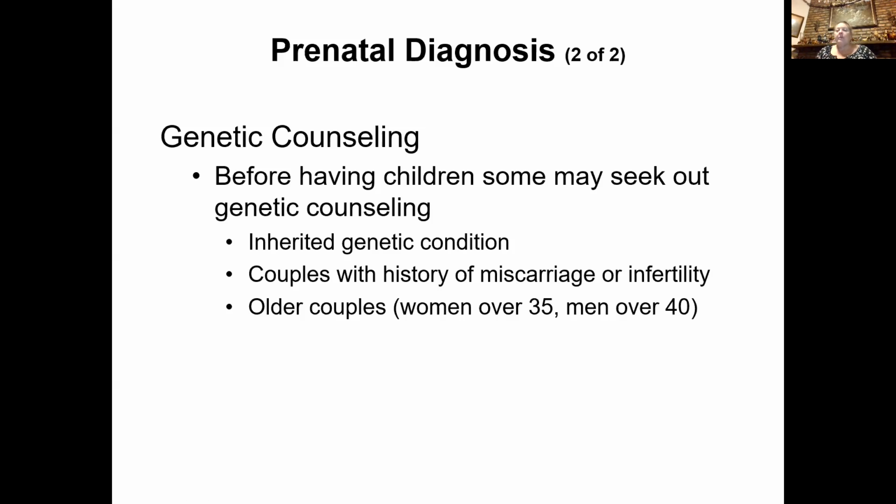find out, why is this? Why are we having all of these miscarriages and what's going on? Or older couples, women over 35, men over 40. And those are for the reasons that we mentioned earlier. As the man ages, his sperm has more problems with motility, meaning they're not going to swim as well, they're not going to be as strong of a swimmer, and there will be fewer of them. And with the female, some of the eggs may not be going through that meiosis process as well.